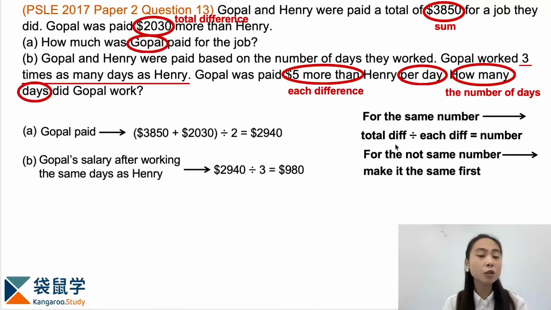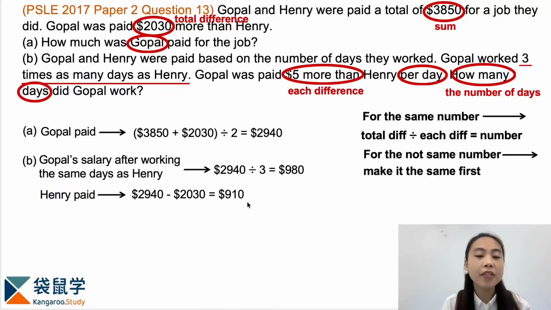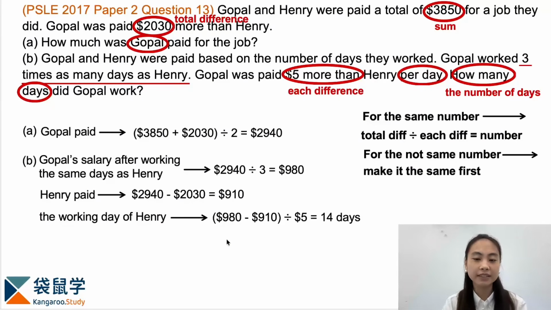So class, how to find the total difference? We should find Henry's salary first. So since now we know Gopo's salary and we know the total difference, then we can minus them to get Henry's salary. So here, which is $910. And now we can know the total difference, which is $980 minus $910 and divided by each difference, which is $5. And then we can get Henry's working day. So here we can get this calculation.